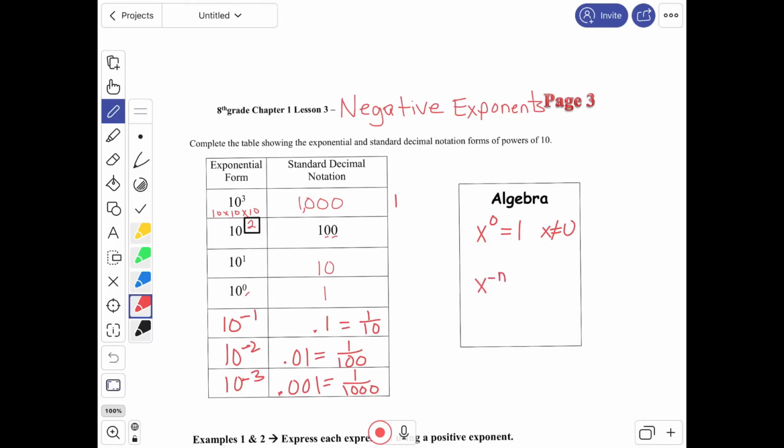Any number to the negative exponent is just going to be that number as the denominator with a positive exponent and a 1 as the numerator. Again, as long as x does not equal 0.